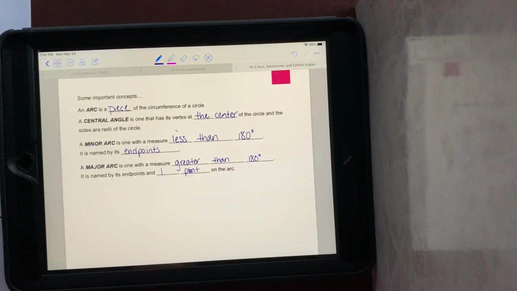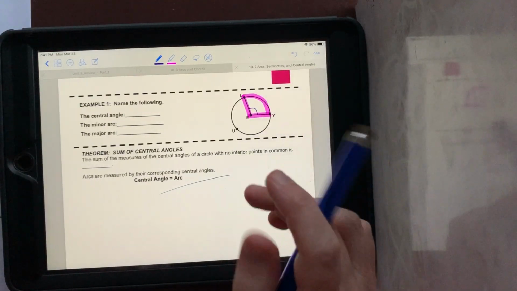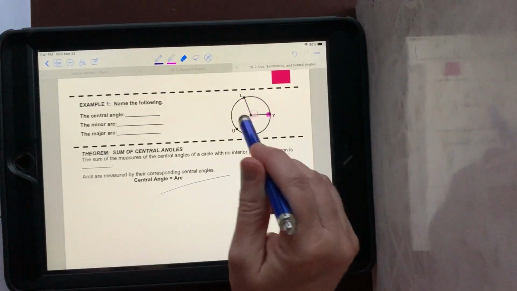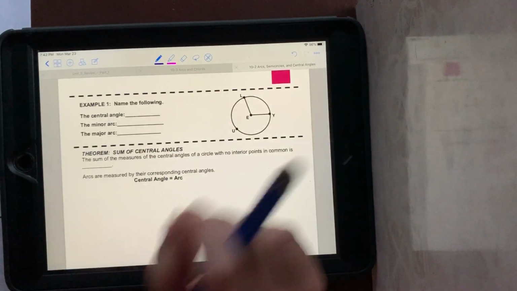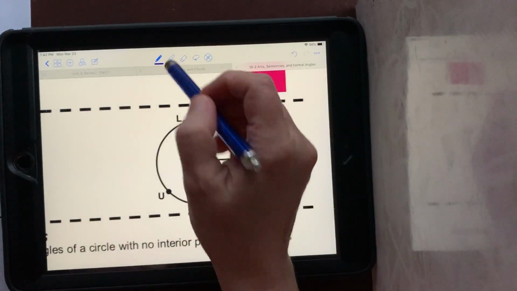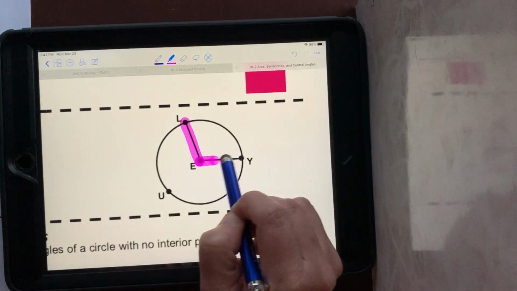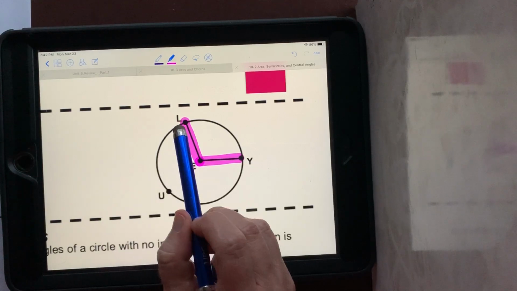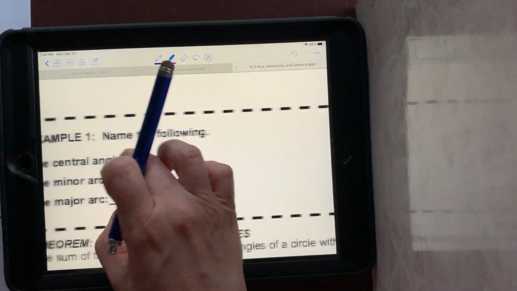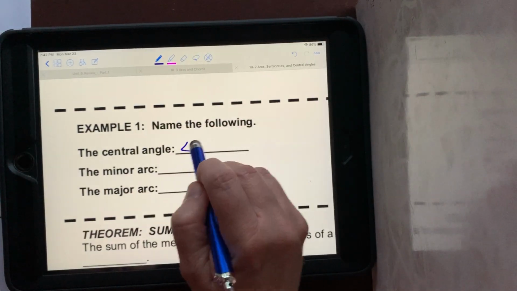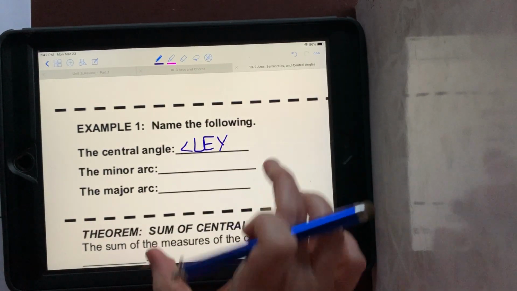Okay, so let's break some of this vocabulary down for a minute. Let's go back to our picture here that we're talking about. So a central angle, they want us to name it. Remember, naming is with letters, and I already highlighted your central angle here. If we take two radii, come together in the center, we can see that it's going to be angle LEY. So angle LEY would be an example of the central angle there.